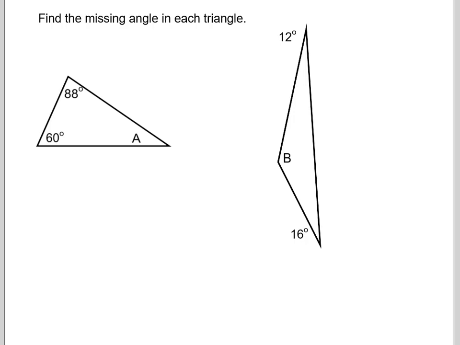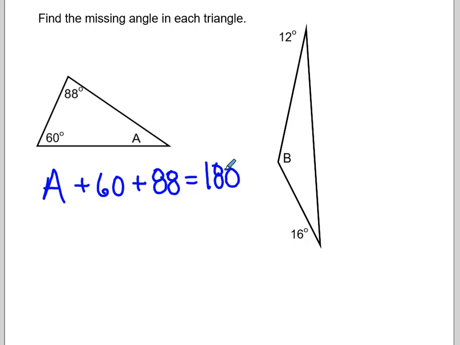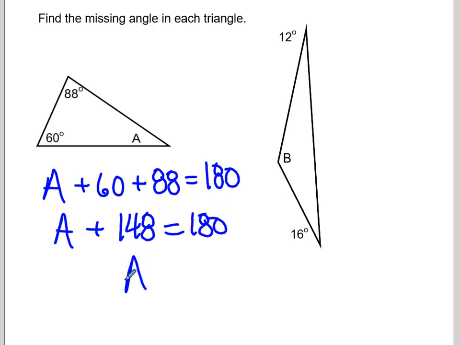The hardest part I find for people in this section is to not be lazy and to write down a little bit of information. And this is a big line, so find the missing angle in each triangle. This line right here, A plus 60 plus 88 equals 180, communicates to someone that you know exactly what you're talking about. From there you can solve it. We add these together, 148 equals 180, and then A must equal 32 degrees.